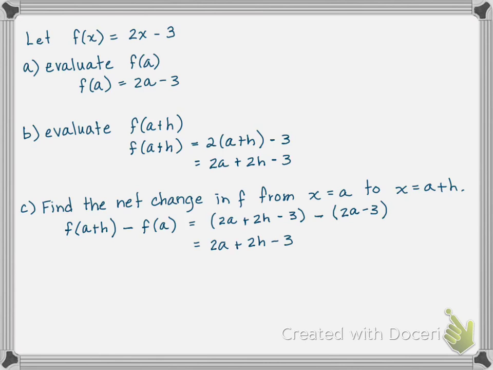But to get rid of the second set of parentheses, I have to distribute that negative, right? You can think of it as distributing a -1. So this is minus 2a plus 3. And if we combine like terms, we get 2h.